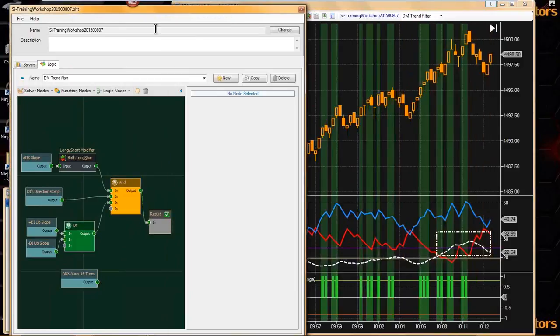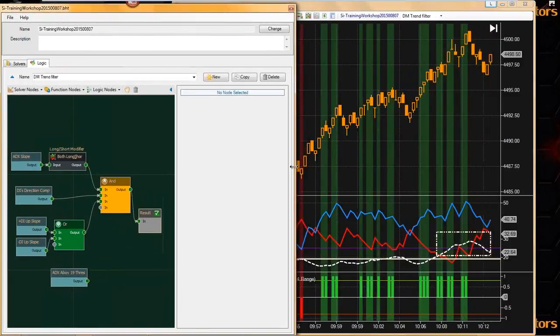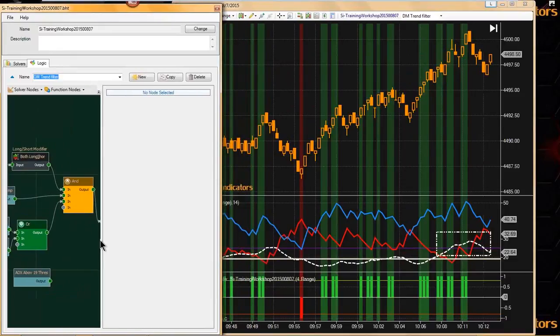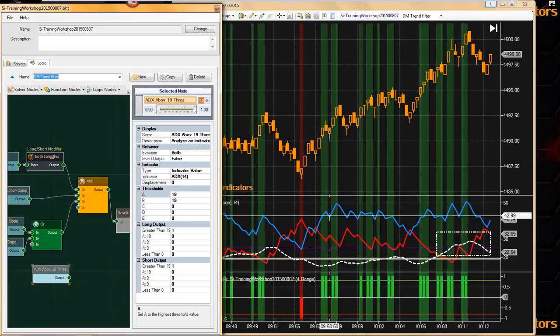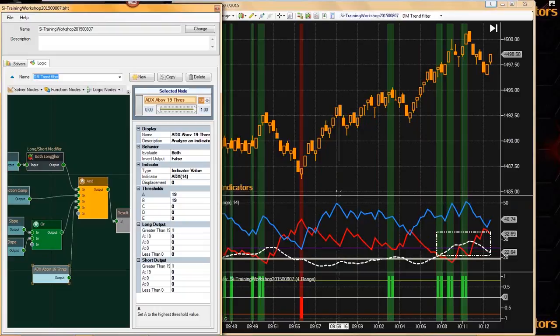Alright, so let's take a look at what we have here. Once I connect the solver up, you'll see a lot of these signals disappear. Connect that up. There we go. So that added even more filtering. Now this is going to tell you when price has reached an even stronger trend point.